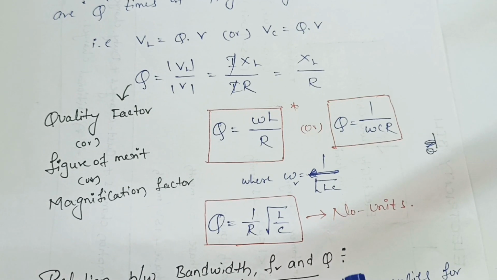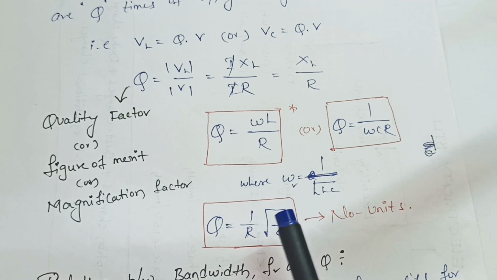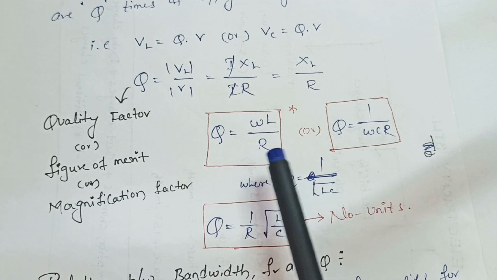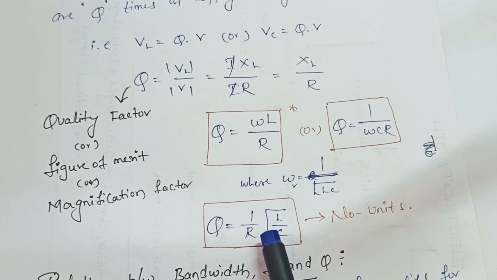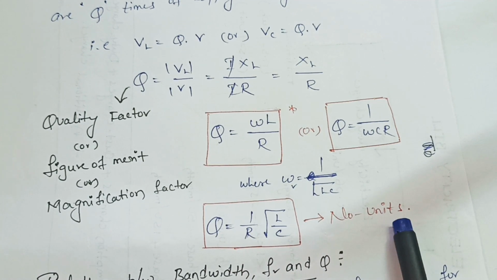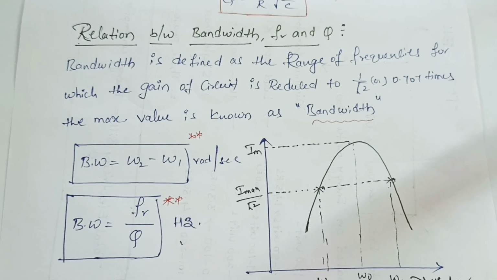Now take omega R equal to 1 by root LC from the previous explanation, and substitute it in this formula. Then we get 1 by R under root of L by C. Now, what is the unit of quality factor? No units.